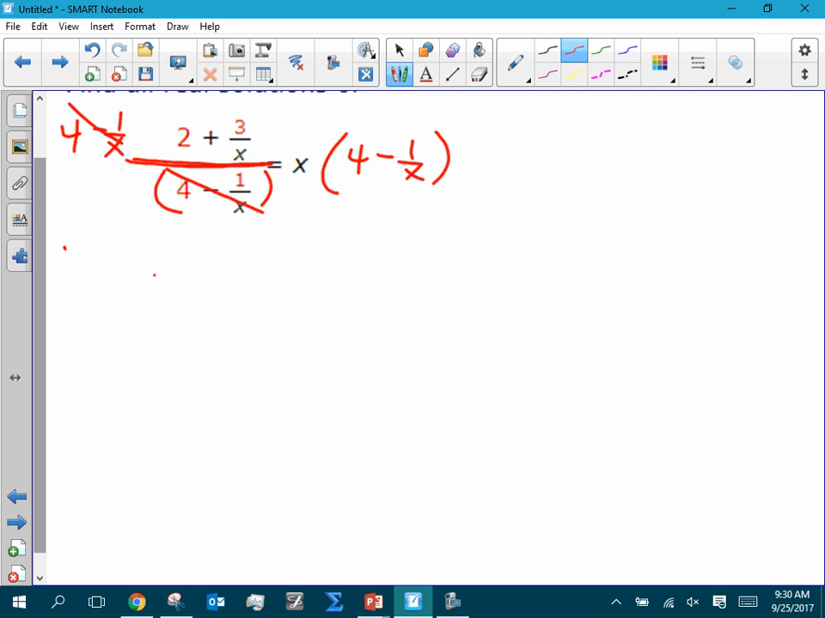Now when I do that, I get 2 plus 3 over x. Okay, because this denominator canceled over here, right? Basically multiplying by essentially a reciprocal here. Over here then, you can rewrite it this way, or you can distribute. I'm going to distribute, and you see the nice things that happen here. x times 4 is 4x. What's that going to give me? Negative 1, right? Negative x over x. Just negative 1.